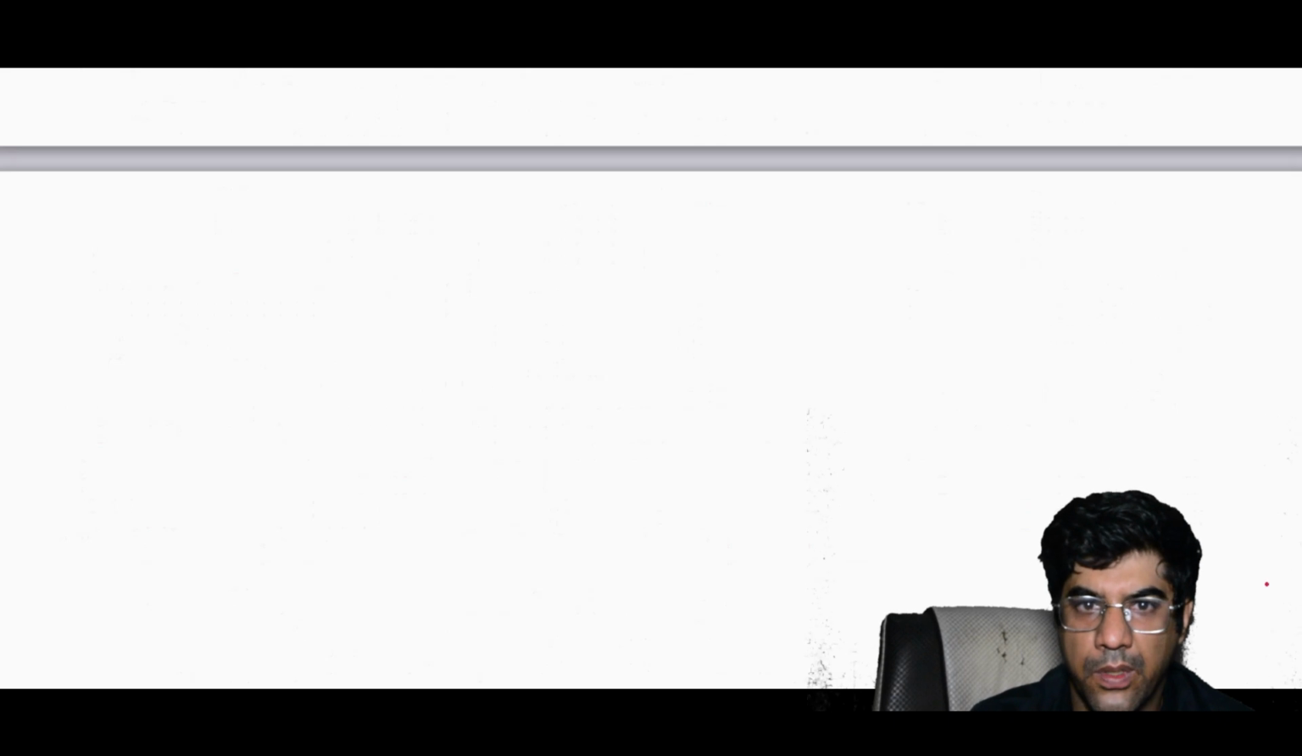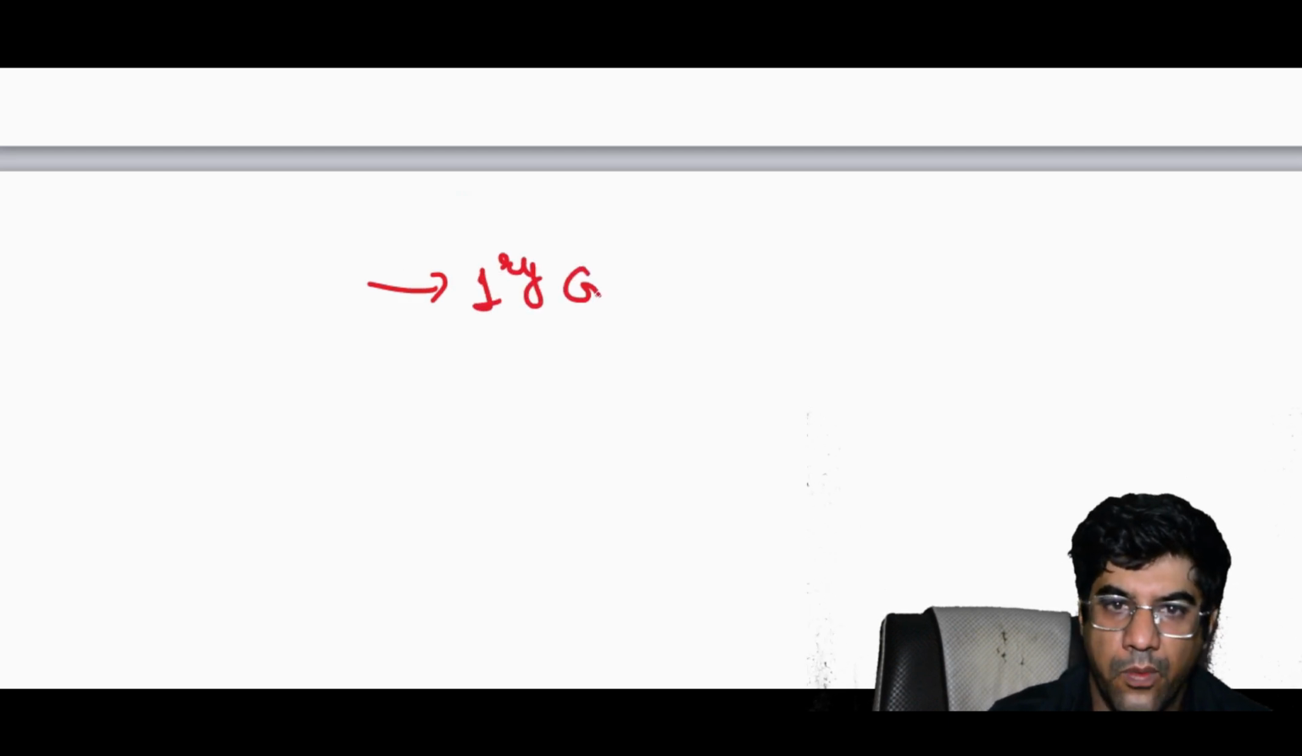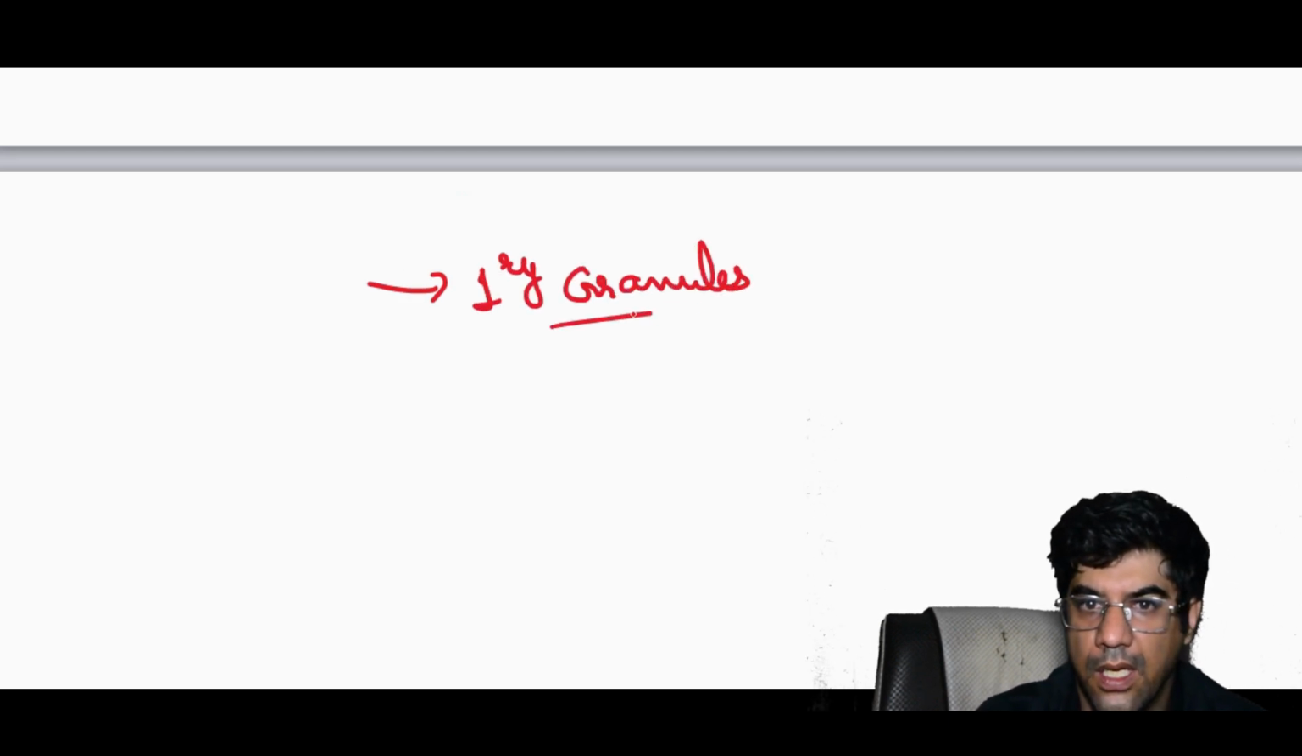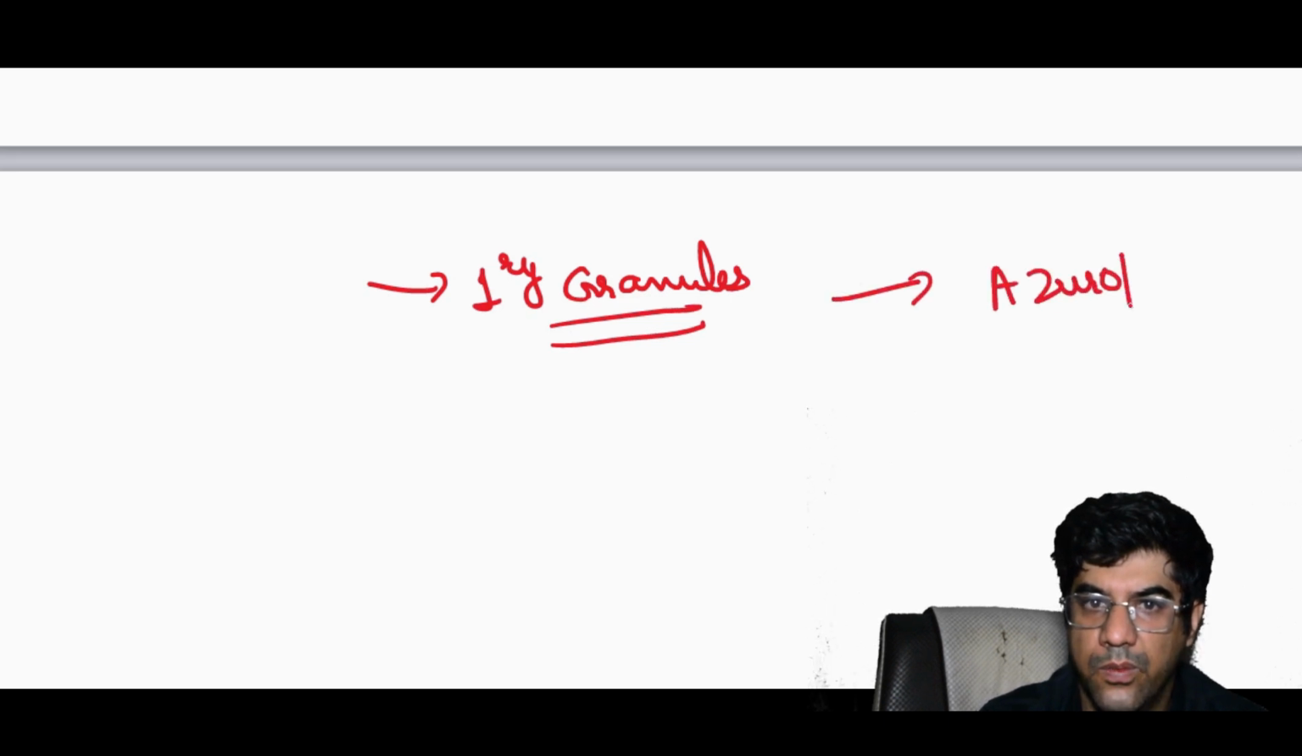Now let us discuss the lysosomal components. The first is the granules of the neutrophils. We know that they have primary granules that are known as azurophilic granules.